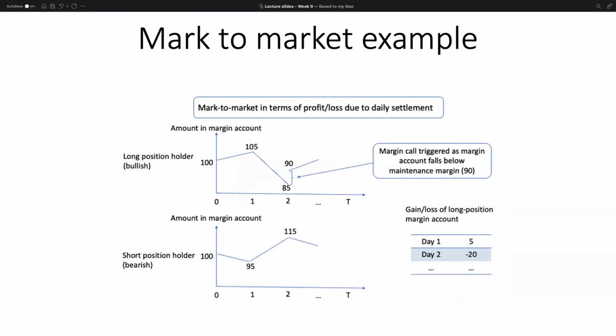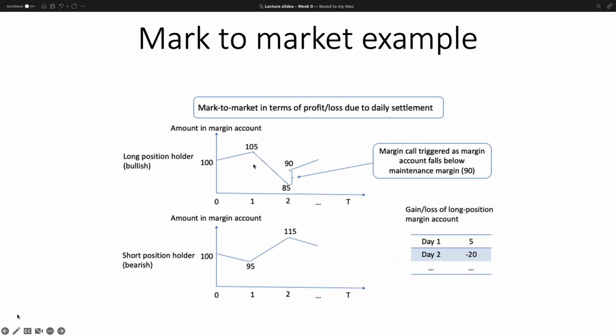All right, so let's look at a concrete example. Now, in this graph, we have the x-axis denoting the time for each day, and day zero means that's the day when the long position holder and short position holder enter the position, right? So one goes bullish, one goes bearish. This 100 means that this is the amount of the initial margin, right? So everyone who enters a position needs to deposit 100 to their respective margin accounts. So this is the amount in the margin accounts, which is also called the initial margin.